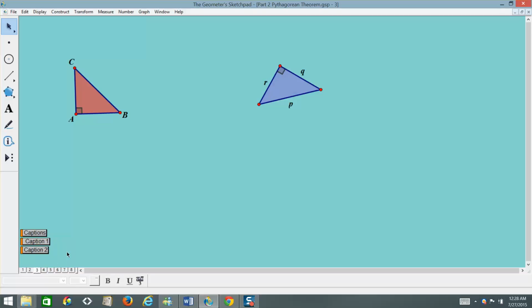Okay, now look at these triangles. Both of the triangles are right triangles. The first example is triangle ABC. A is the right angle. Side BC is in front of the right angle. So side BC is called the hypotenuse, while the other sides, which are AB and AC, are called legs.